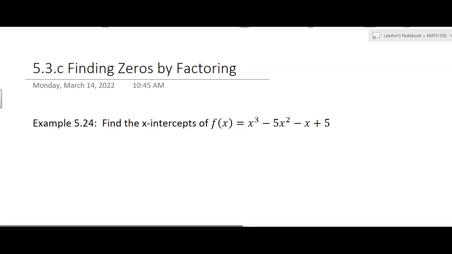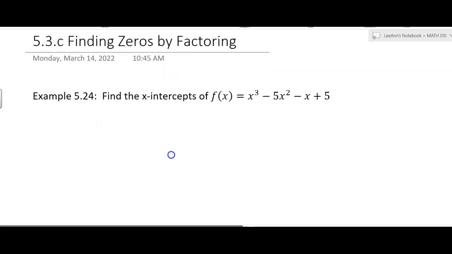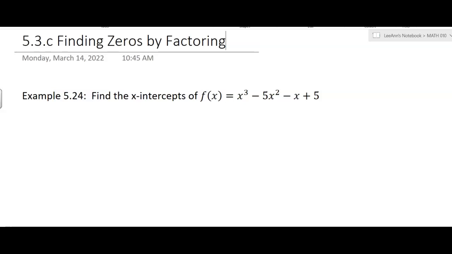Okay, so we're going to talk about finding zeros again by factoring, which is what we did in the last example, but we'll do another one. So it says find the x-intercepts of, and it gives us this. We're setting this equal to 0. Now we're going to use grouping here.